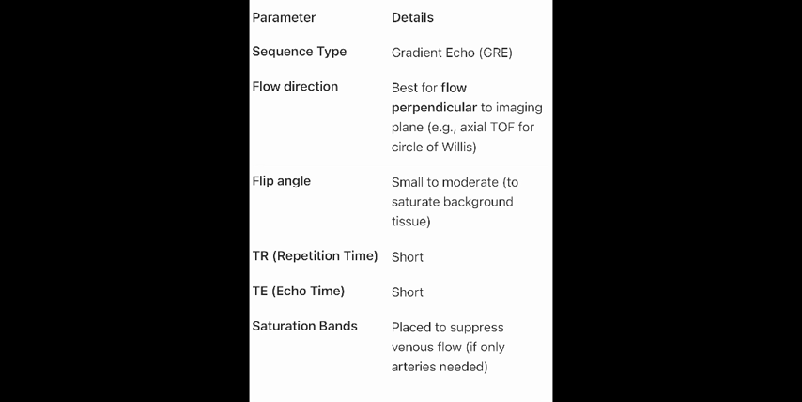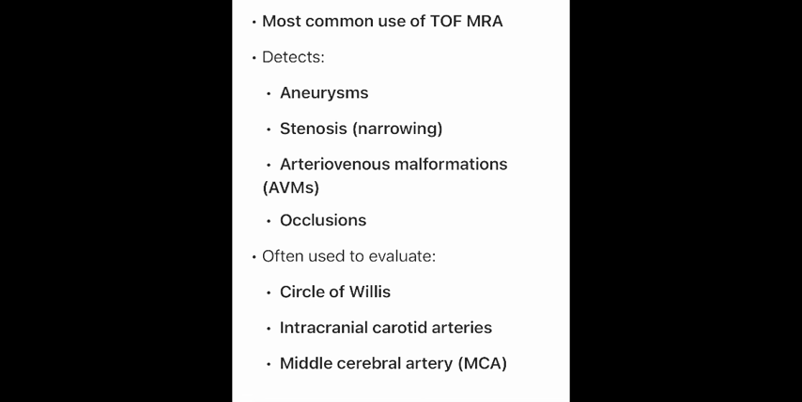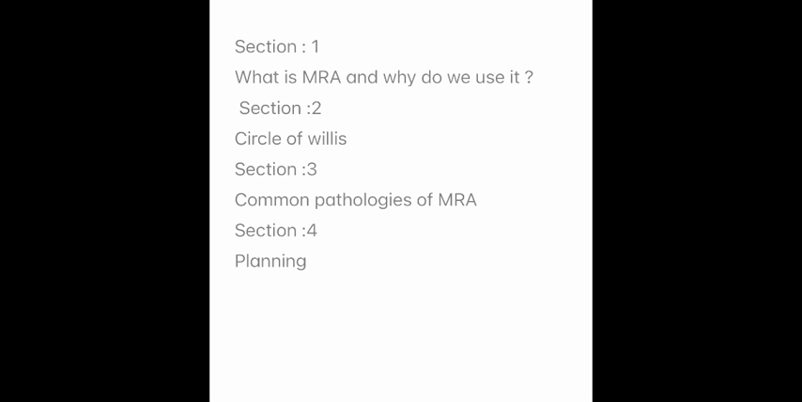Next is the use of TOF. It is particularly used for detecting aneurysm, evaluating arterial stenosis, investigating vascular malformation like AVM, assessing occlusions in stroke patients, and many more. So come to section 2.